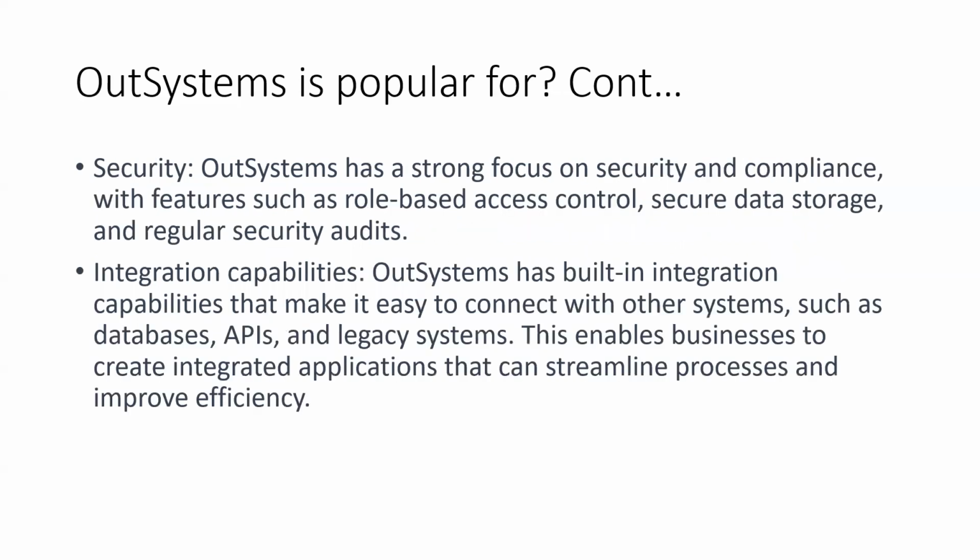Now, coming to security, OutSystems has a strong focus on inbuilt security and compliance, with features such as role-based access control. So, how security is achieved in OutSystems is we have something called role-based access control, and we can even secure the data which is at rest or in transit, and regular security audits. So there are different security layers in OutSystems.